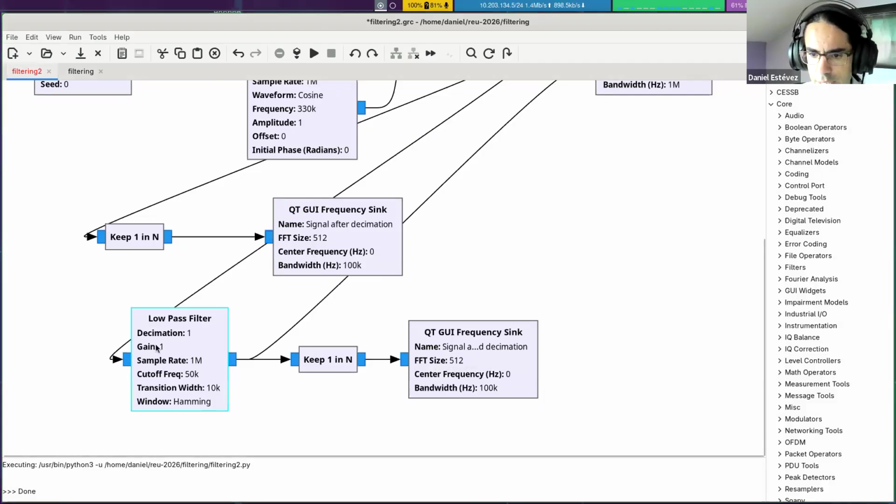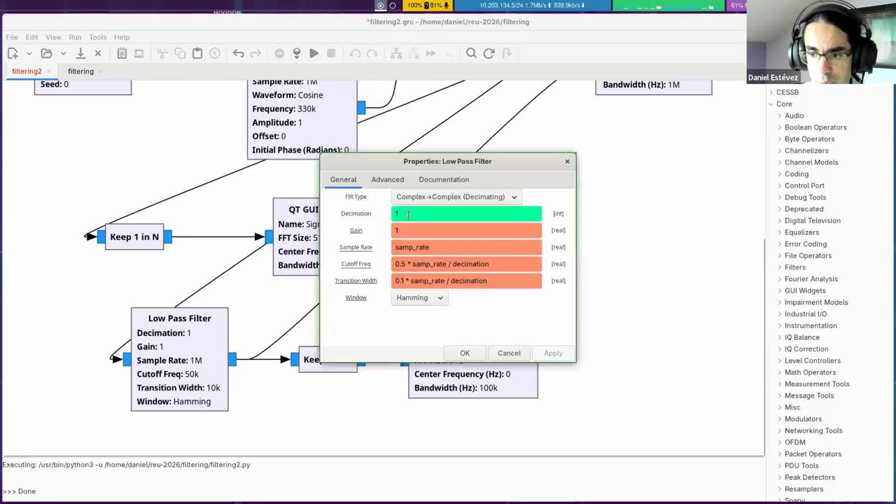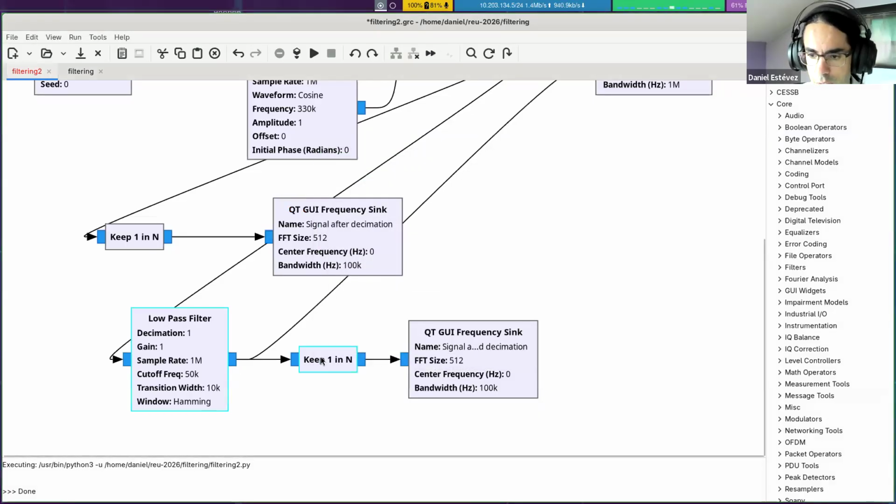Usually no one does this because one of the main reasons to apply a low pass filter is to decimate immediately afterwards. There is this decimation field, which we could set to 10, and then that is going to do the effect of these blocks combined. But because I want to show you this intermediate output, I'm going to keep things separately.